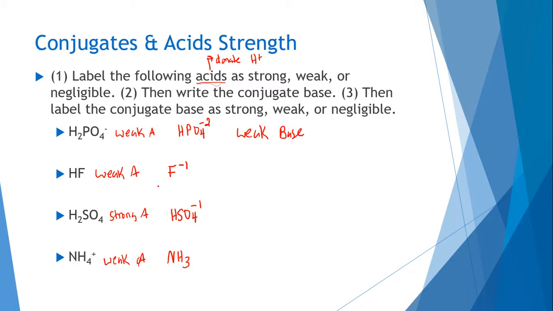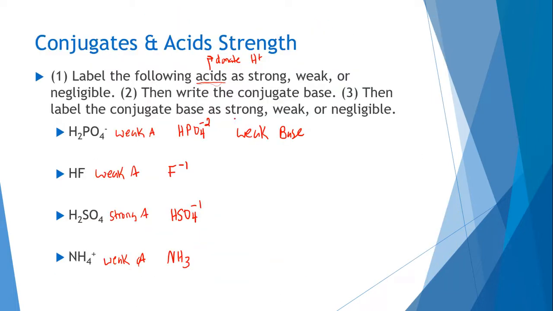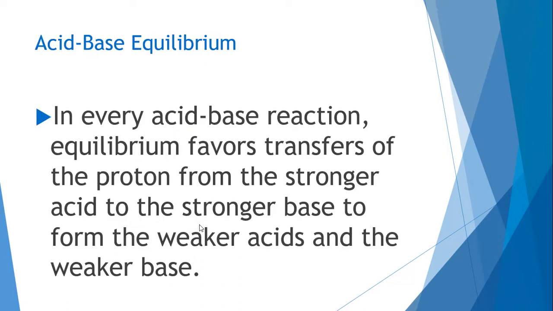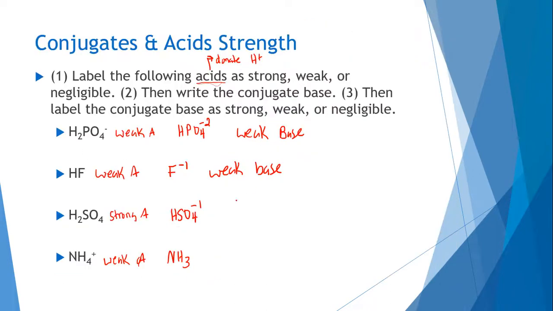If you're looking over here for your F negative 1, you're going to look in the base side. So you have an F negative 1 on the base side, so you're going to see that that is a weak base. And then if you look for HSO4 negative 1, you're going to see it up here. This says that it's under negligible acidity. So negligible.